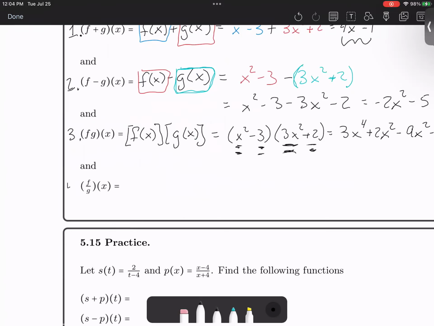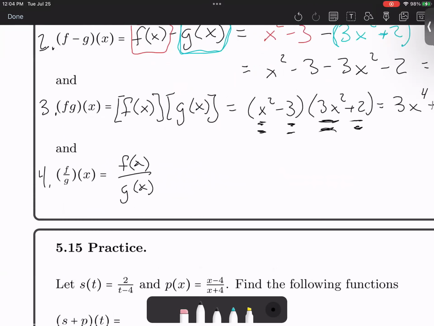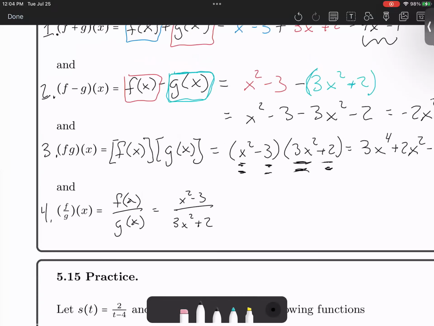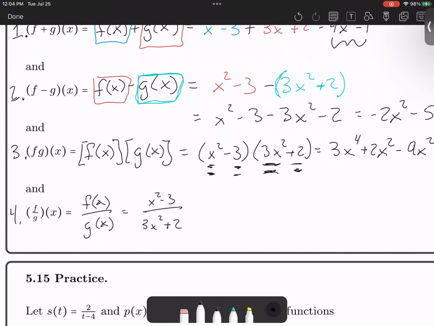And finally, f divided by g at the value x. F of x divided by g of x. F of x was x squared minus 3. G of x is 3x squared plus 2. And there's really not a lot of simplification that can happen here. So we'll stop.